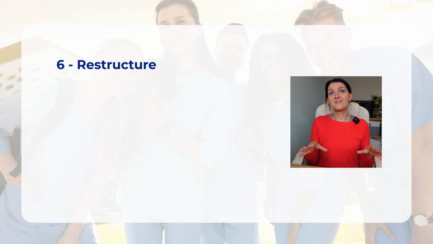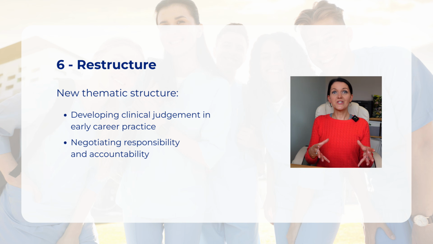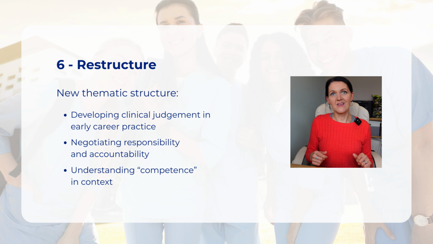Step 6 is to restructure around your current understanding. The literature review is then reorganised around themes like this: developing clinical judgment in early career practice, negotiating responsibility and accountability, understanding competence in context. And now something important happens. Your literature review and your findings start to speak to each other. The structure supports the analysis, and the discussion chapter becomes easier to write. And the argument becomes more coherent because you're not starting over, you're not trying to fix things. You're re-evaluating and making adjustments.